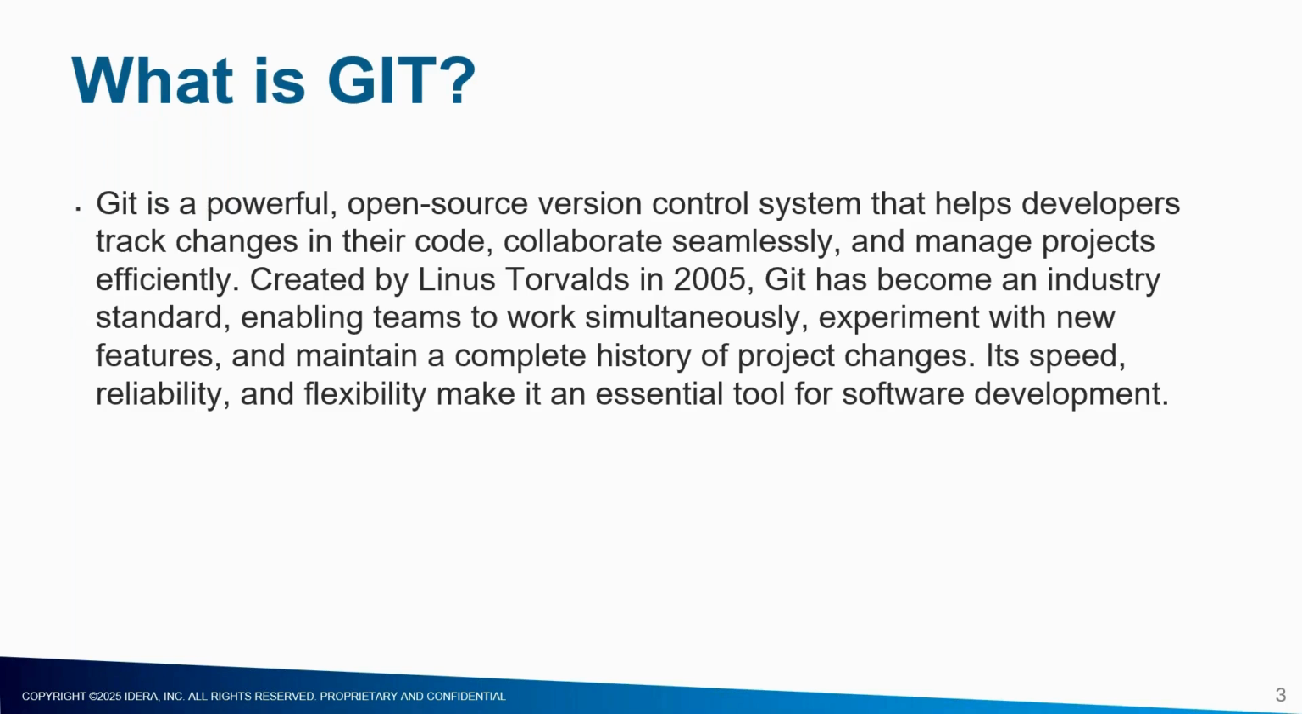So what is Git? Git is a pretty powerful open source version control system that's been around for almost 20 plus years, and it's still evolving. Git has become an industry standard, enabling teams to work simultaneously and having a complete history of project changes. Its speed and reliability make it an essential tool for software development.